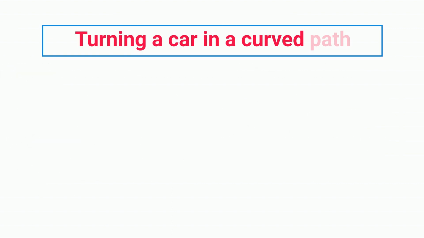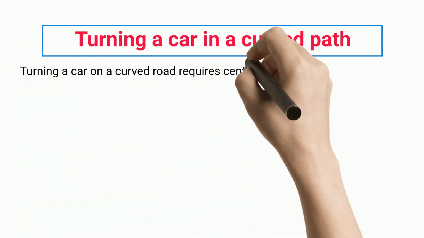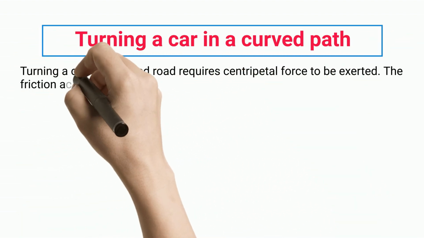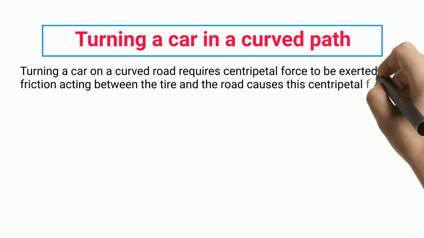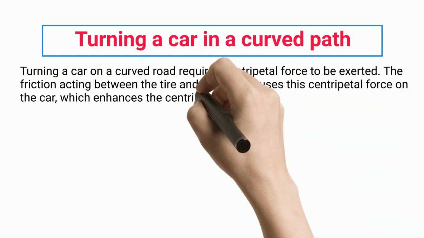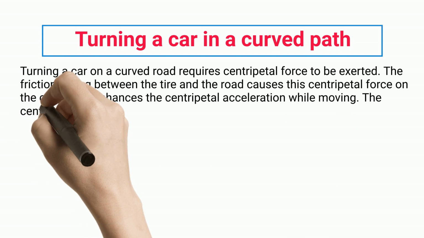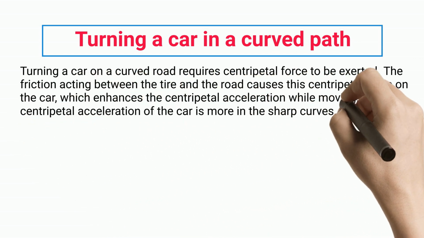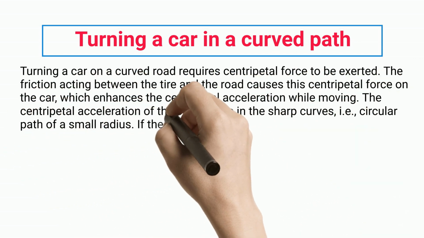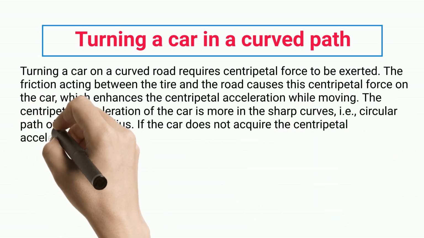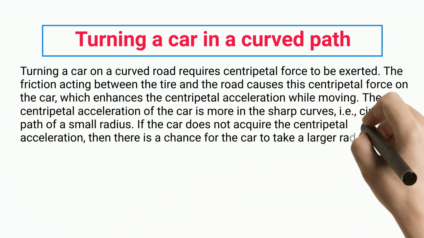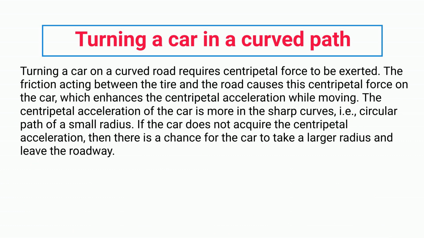Turning a car in a curved path. Turning a car on a curved road requires centripetal force to be exerted. The friction acting between the tire and the road causes the centripetal force on the car, which enhances the centripetal acceleration while moving. The centripetal acceleration of the car is more in the sharp curves, i.e., a circular path of small radius. If the car does not acquire the centripetal acceleration, then there is a chance for the car to take a larger radius and leave the roadway.